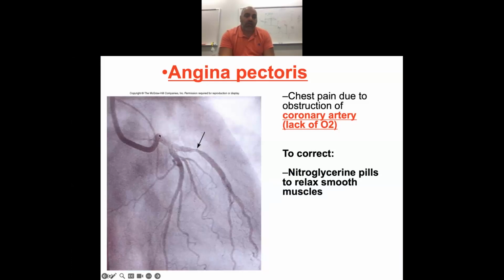So here, this is where they went in. They used contrast, and they can see that constriction right there. So in stable angina, we give nitroglycerin.